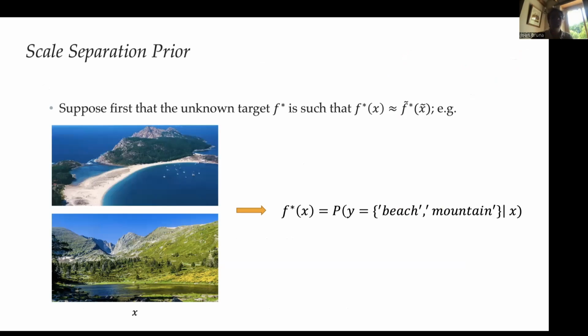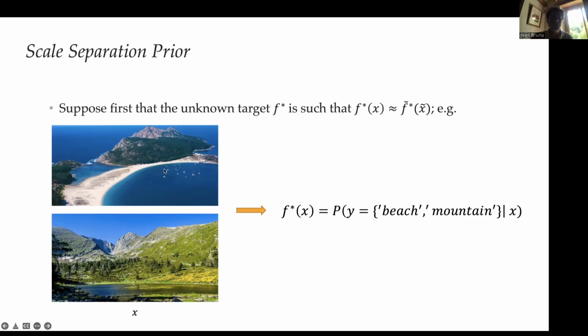First, let's make the assumption that the target function that we don't know, f star, has the following property: the function I need to learn, I could also learn directly from the coarse resolution. So I don't need to look at the image at full resolution to understand the function. Here's an example. Let's say that we have a problem where f star of x just encodes the probability of whether I'm at a beach or in a mountain.